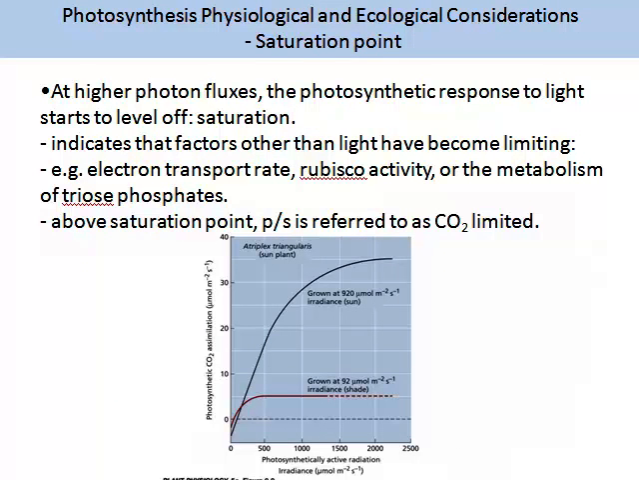In situations where higher photon fluxes occur, the photosynthetic response to light starts to level off. At the point where it starts to level off, we call this the saturation point. This indicates that light is no longer limiting and that something else has become limiting in the photosynthetic process. Examples of other components that can become limiting are the electron transport rate, the Rubisco activity, or the metabolism of triose phosphates. Above the saturation point, photosynthesis is referred to as carbon dioxide limited.